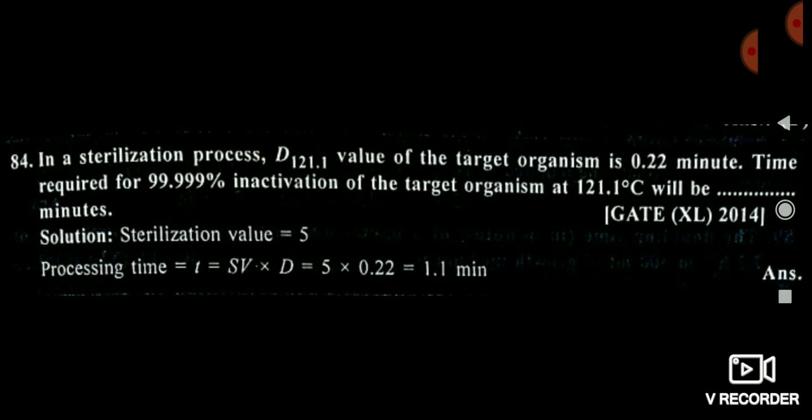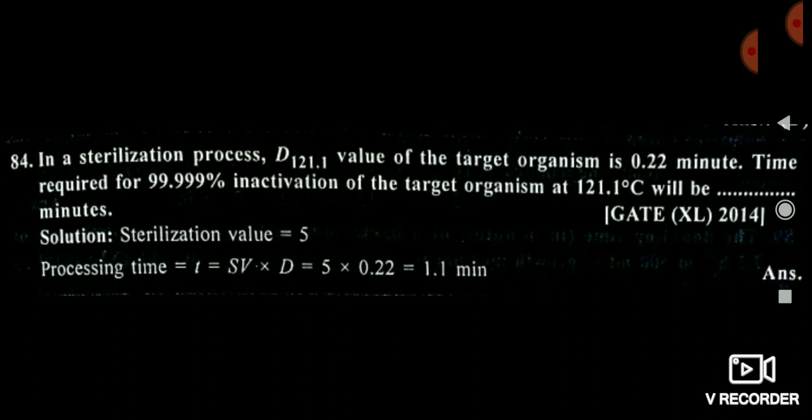If you want to remember it, you can, because it will save a little bit of your time in the examinations. Friends, you remember that processing time is equal to sterilization value into D, decimal reduction time. And the best way to calculate the sterilization value is, you see here in the question it is written 99.999%, means 5 times 9 is written in this question. Means the sterilization value is going to be 5. Sterilization value is how many times the 9 is written, that is the sterilization value.